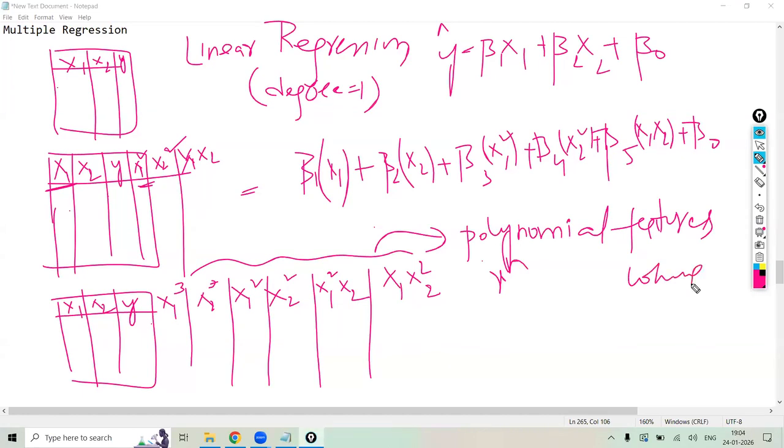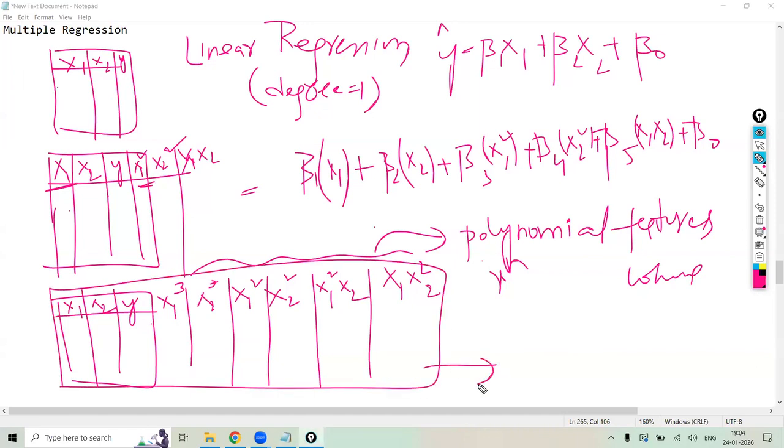After creating these columns, we will give this entire data to the machine and apply the regression. Which regression? Linear regression only. So increasing to a higher degree and applying linear regression. Whatever polynomial features we have created, we give to the linear regression. That is nothing but, for each column one slope will be selected, plus beta naught.